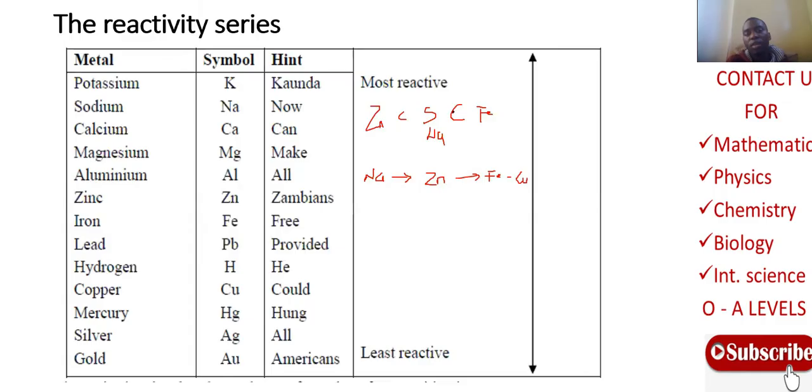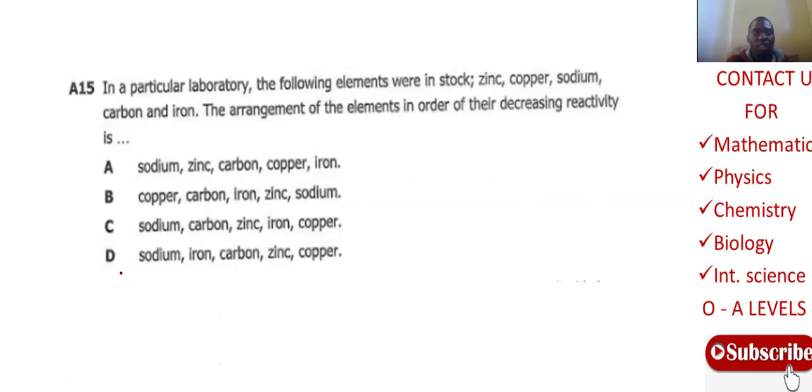Now, where we place carbon will be automatic from the choices that will be given, because carbon is not part of our reactivity series here, and it is not a metal. It is somewhat a non-metal. So we are saying sodium, zinc, iron, copper. Let's check. We start with this one: sodium, carbon, zinc, iron, copper. So the answer is straightforward here. It is making much more sense.